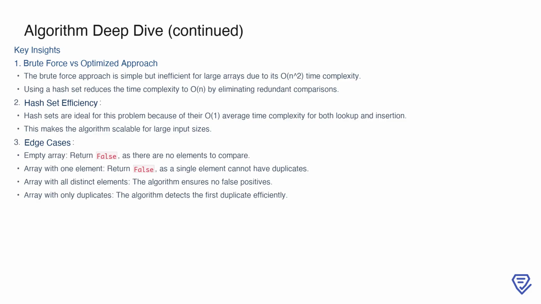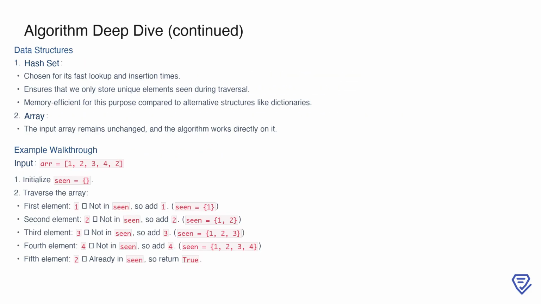Furthermore, it's important to consider edge cases. For instance, if the input array is empty or contains only one element, we can immediately return false, as there are no duplicates to find. If all elements in the array are distinct, the hash set ensures no false positives. Additionally, in cases where the array contains only duplicates, the algorithm efficiently identifies the first duplicate during traversal without unnecessary checks. In terms of data structures, the hash set is pivotal here due to its fast lookup and insertion times. It ensures we only store unique elements as we traverse the array, making it both time efficient and appropriate for the problem.